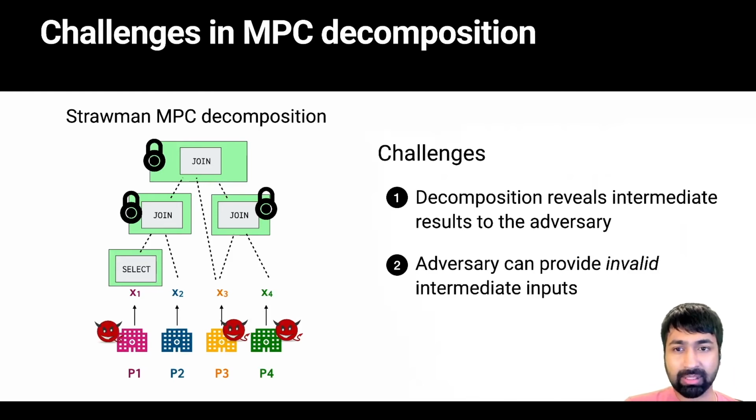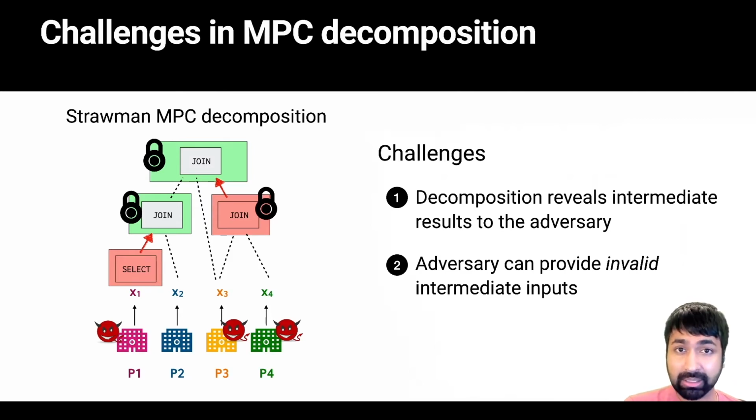The second problem in this decomposition is that the adversary can provide invalid results as input to an MPC subcomputation higher up in the plan. For example, if a malicious party 1 executes the select operation incorrectly, it may try to provide the invalid results as input to the next join operation, even though the results might never have been possible had the select operation been executed correctly.